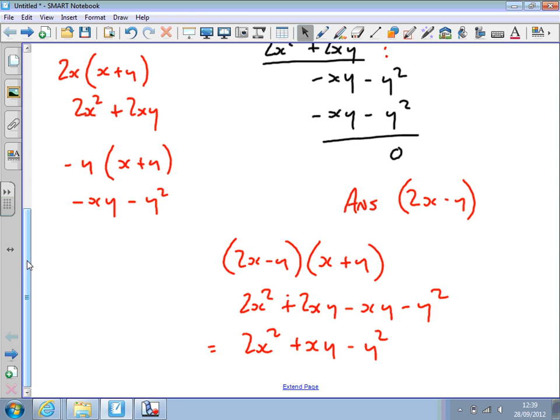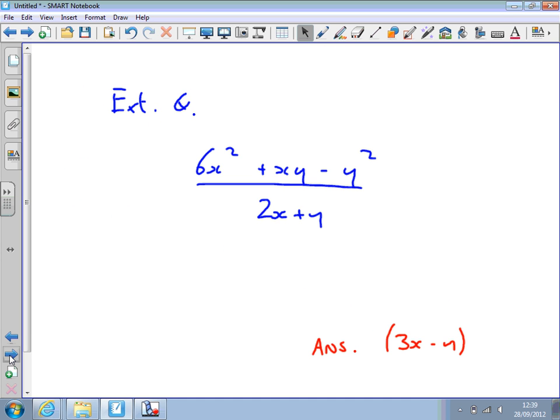Now have a look at the question on the next slide and try that for yourself. I've given you the answer at the bottom, but you can check for yourself that it's correct by multiplying. So go through that.